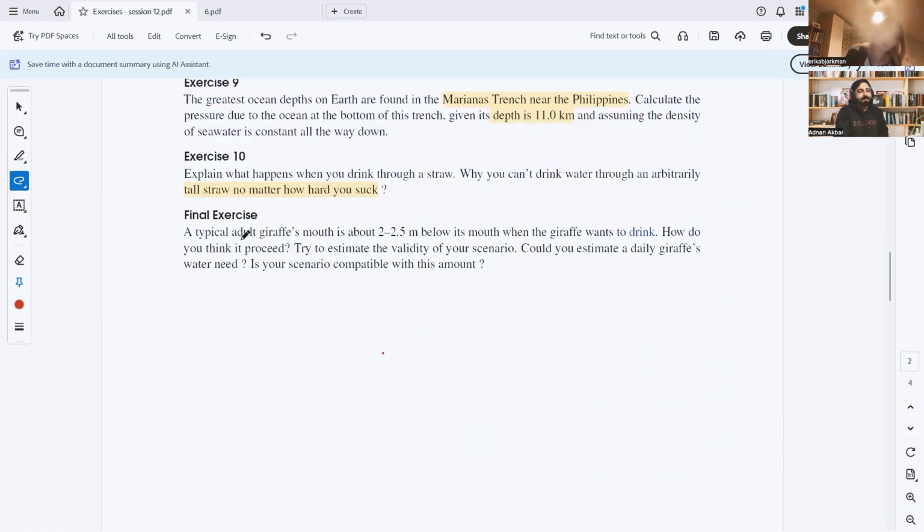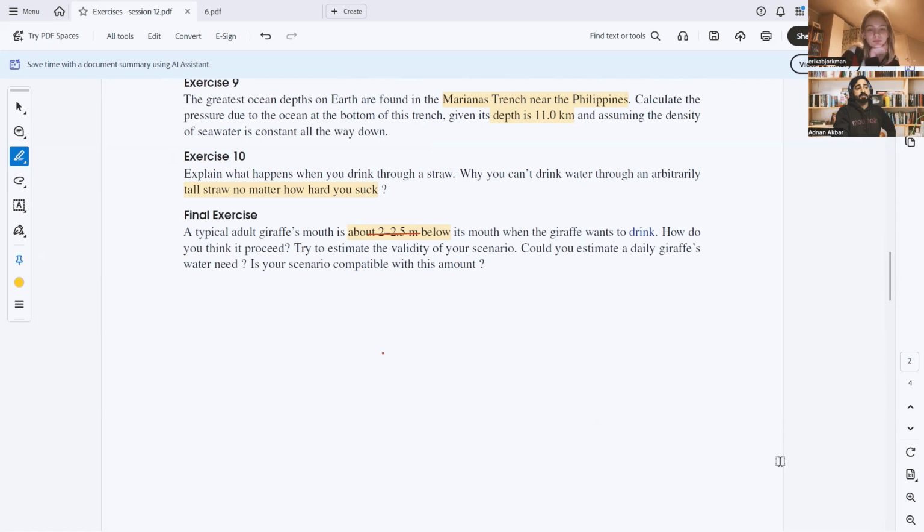A typical adult giraffe's food is 2 to 2.5 meter below its mouth. Actually, he's talking about the food being 2 to 2.5 meter away from its mouth. It is the actual position of the food relative to its mouth. When the giraffe wants to drink, how do you think it proceeds? How will it drink? We need to think. Try to estimate the validity of your scenario.